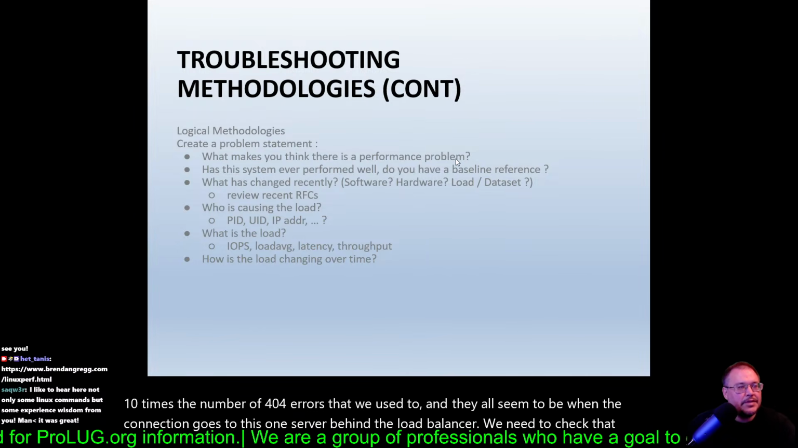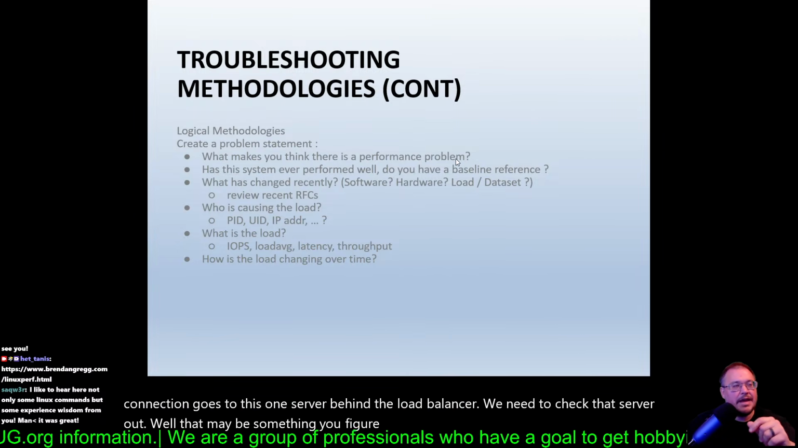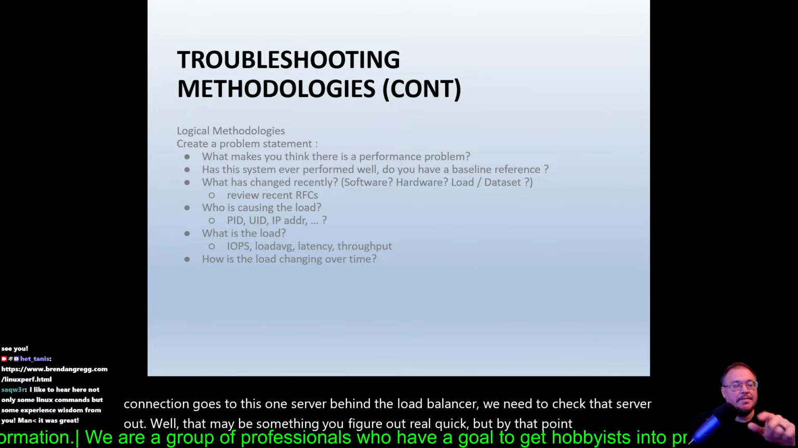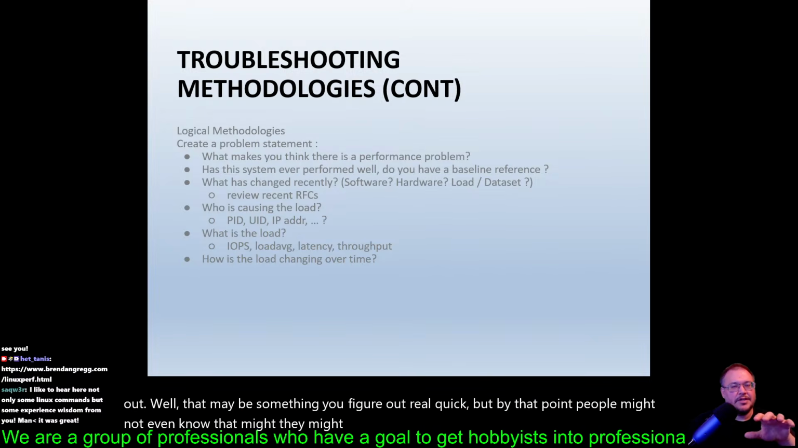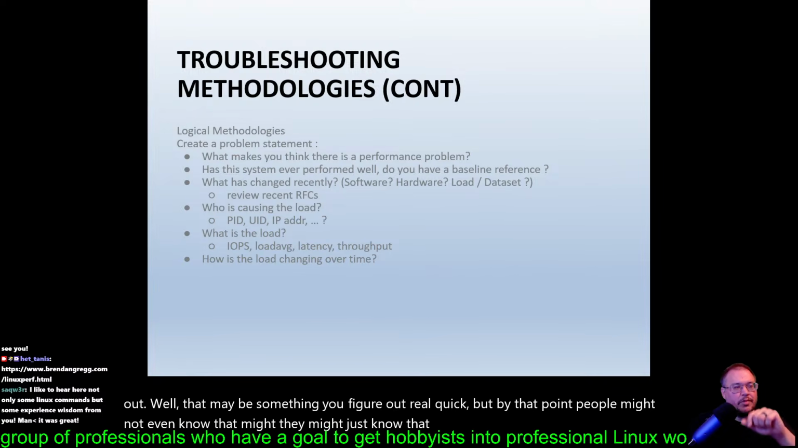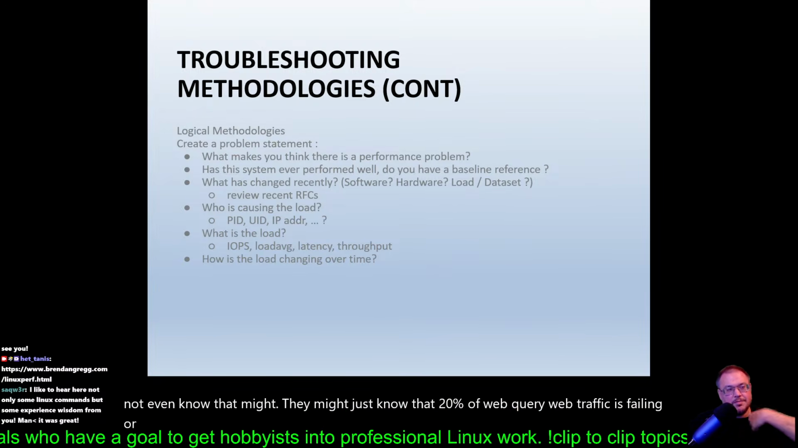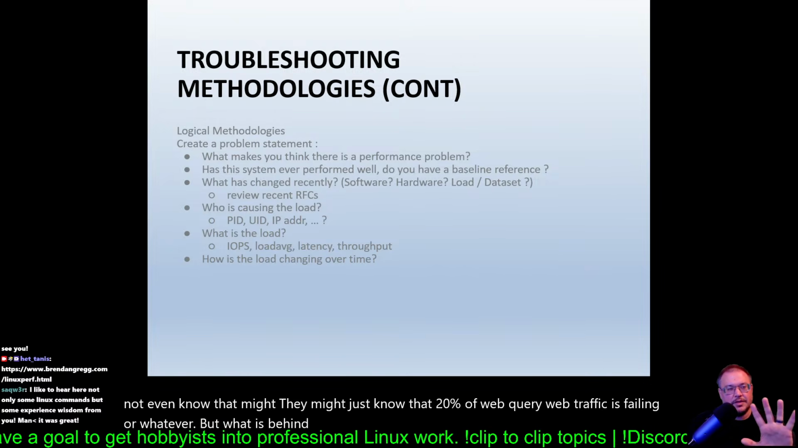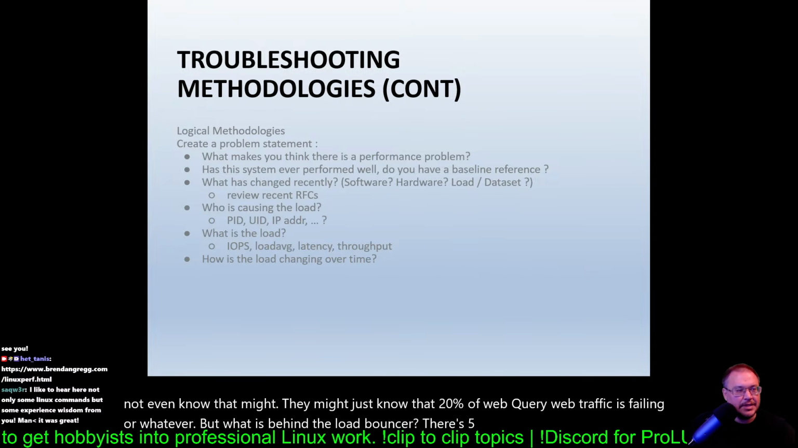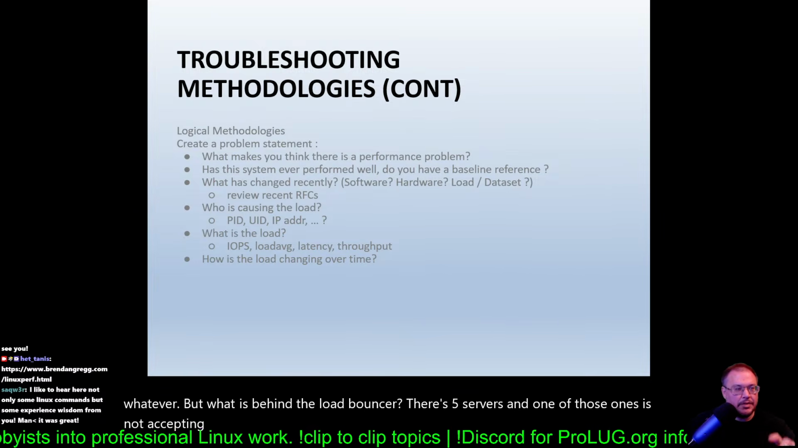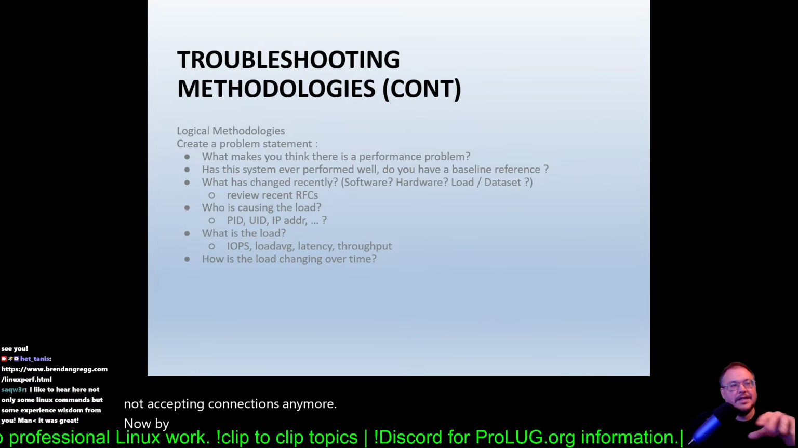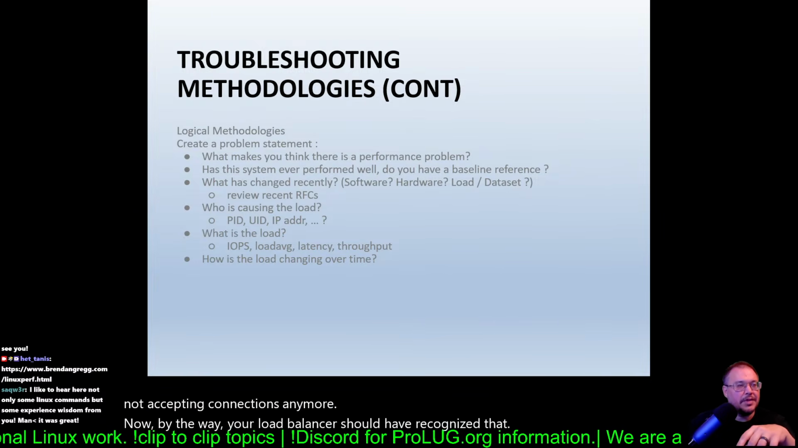Well, that may be something you figure out real quick. But by that point, people might not even know that. They might just know that 20% of web traffic is failing or whatever. But what is behind the load balancer, there's 5 servers, and one of those is not accepting connections anymore. Now, by the way, your load balancer should have recognized that, and probably there's some other things to think about there.